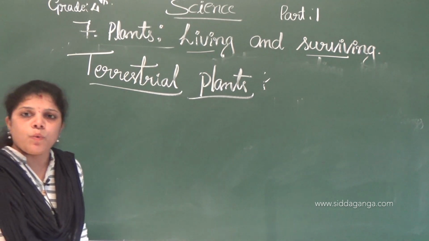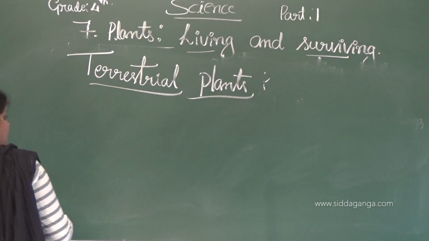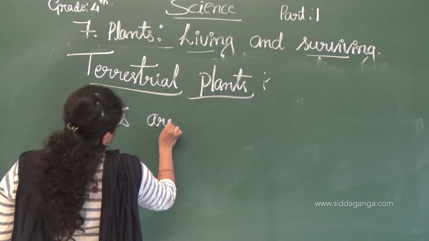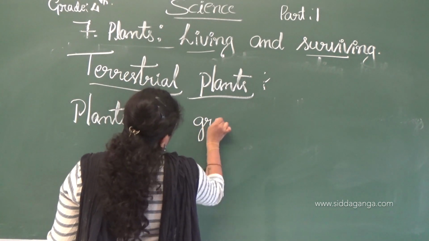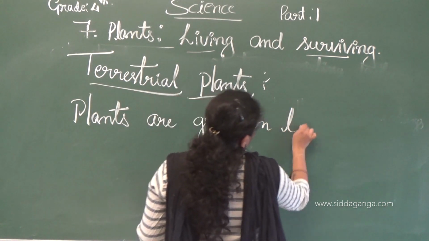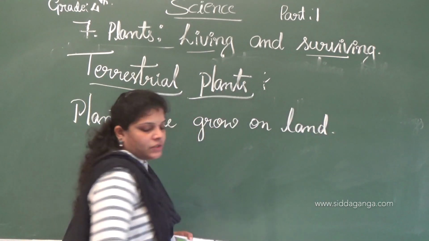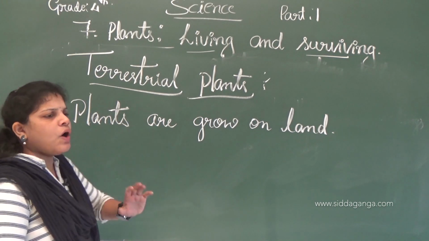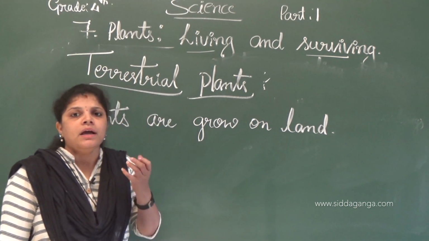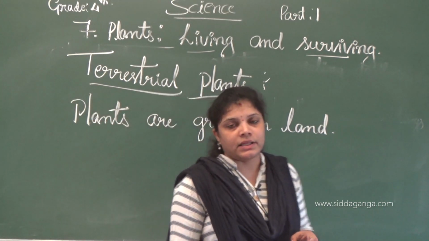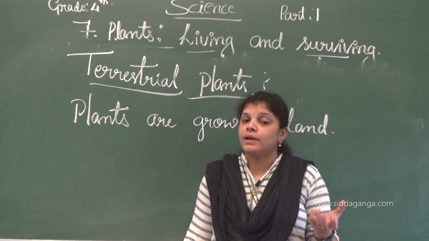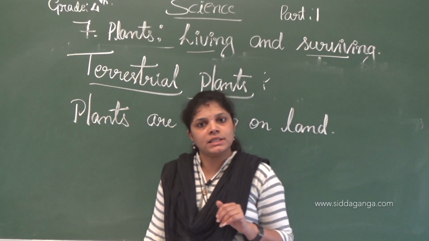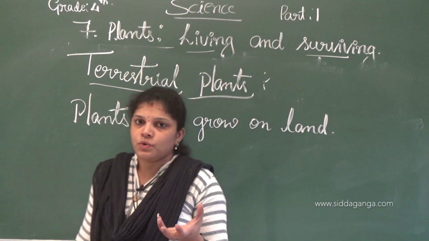Terrestrial plants means plants which grow on land. Plants which grow on land are called terrestrial plants. ಯಾವ plants land ಮೇಲೆ grow ಆಗುತ್ತೆ ಅದನ್ನು ನಾವು terrestrial plants ಅಂತ ಹೇಳಿ ಕರಿತೀವಿ. Some plants grow on land, some plants grow on water, and some plants grow in water, isn't it?